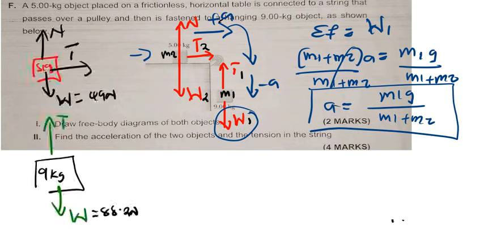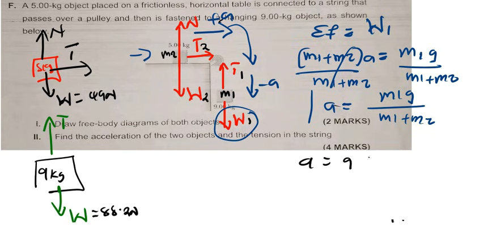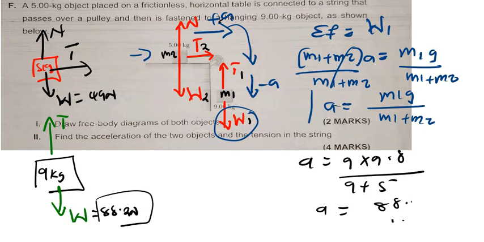So A is equal to 9 times 9.8, and you divide this by M1 plus M2, which is 9 plus 5. 9 times 9.8 is the same as the answer we found before, which is 88.2. You divide it by 14, yes, it should be 14.